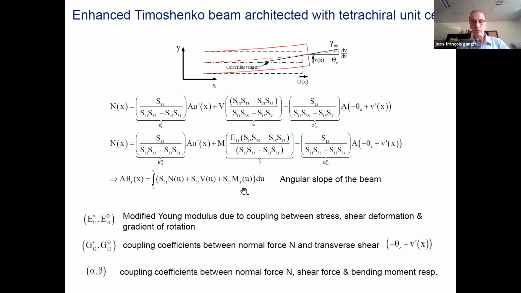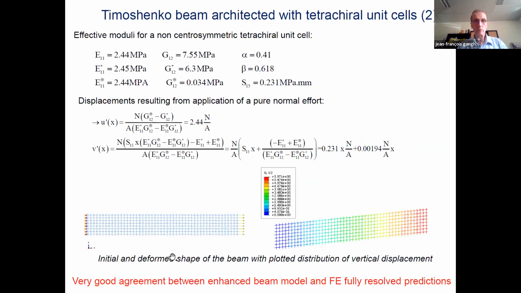So here I am using the homogenized chiral Cosserat moduli computed in the previous step to feed this enhanced Timoshenko beam model. And to validate this beam model, we are comparing its analytical prediction with a fully resolved simulation in which we apply a normal tension to this macro beam architected with tetrachiral unit cell. And we observe a very good agreement between both models. So it means that it is useful to construct such enriched beam models at the macro scale. And second message is that we can build them by doing first homogenization based on the unit cell response.